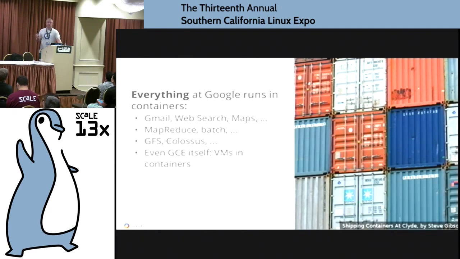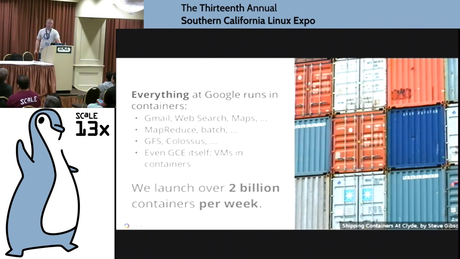All of our MapReduce, all of our batch work, all of our storage, GFS, Colossus, you might have read some of these papers, they're all implemented inside containers. Even Google Compute Engine itself, the VMs that you run on GCE, run inside a container. Google, we love this stat, 2 billion containers a week. Every week we start 2 billion containers. That's every MapReduce we do, that's every Dremel query we do, that's every search job, that's every Gmail mailbox, everything we do every week, containers.